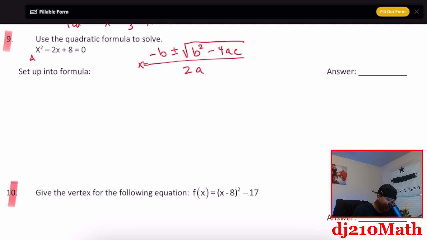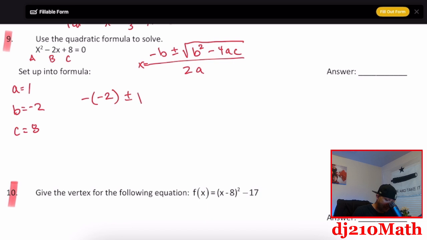So a is the number in front of the x squared, b is the number in front of x, and c is the constant. So what I'm saying is a is equal to 1, b is equal to negative 2, and c is equal to 8. So we just plug these in. Now this is the most missed idea, right? Because negative b is in the formula and b is negative. So you have to account for that, right? Negative negative 2.